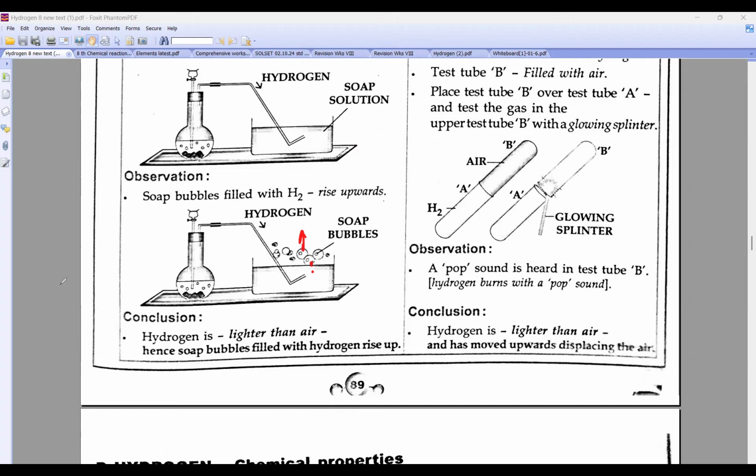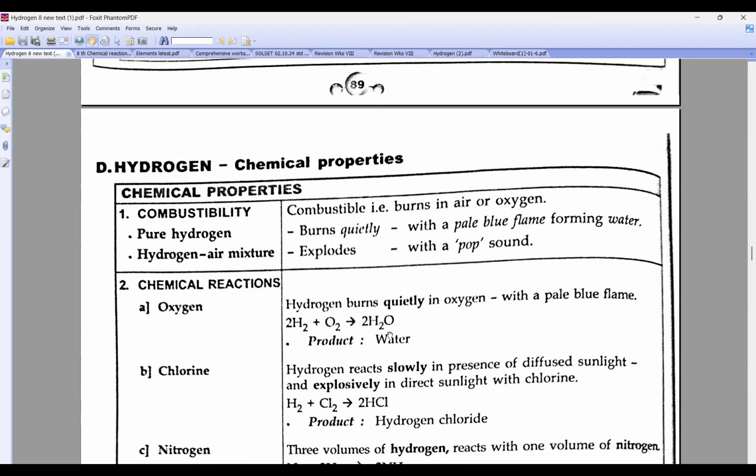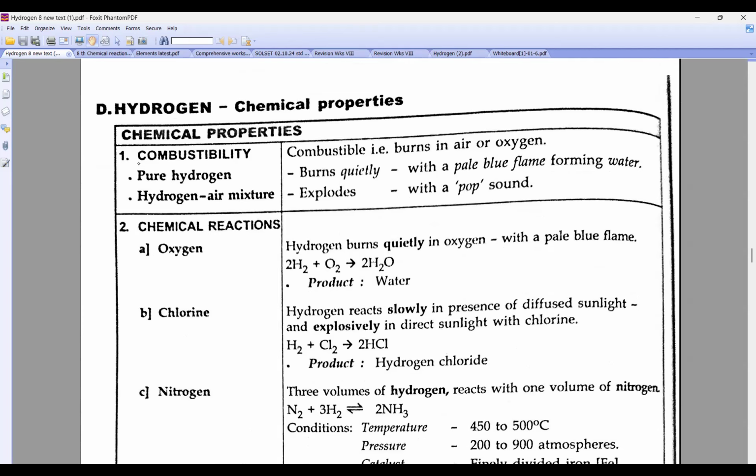is lighter. Clear? Then, whenever they ask about the combustibility of hydrogen, they will ask how to distinguish between pure hydrogen and a hydrogen-air mixture. Pure hydrogen burns quietly with a pale blue flame, forming water. But a hydrogen-air mixture explodes with a pop sound. Clear?